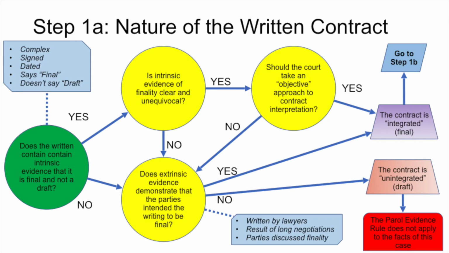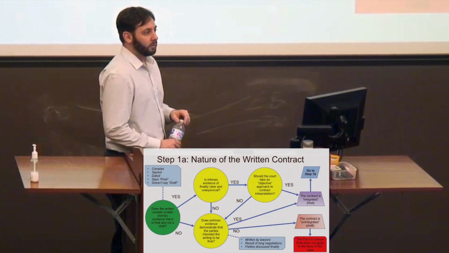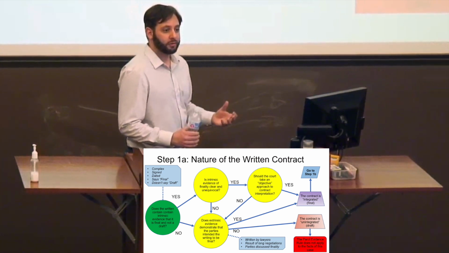We're going to read the writing and look at its intrinsic evidence. So does it say on it draft for negotiation purposes only? Well, that's pretty good evidence. It's not final. Does it say final execution version? Does it contain a merger clause? When you read the contract, what does it tell you about itself? That's our first step. Now we ask, is that intrinsic evidence clear and unequivocal? Are we sure that it's final based on reading it?